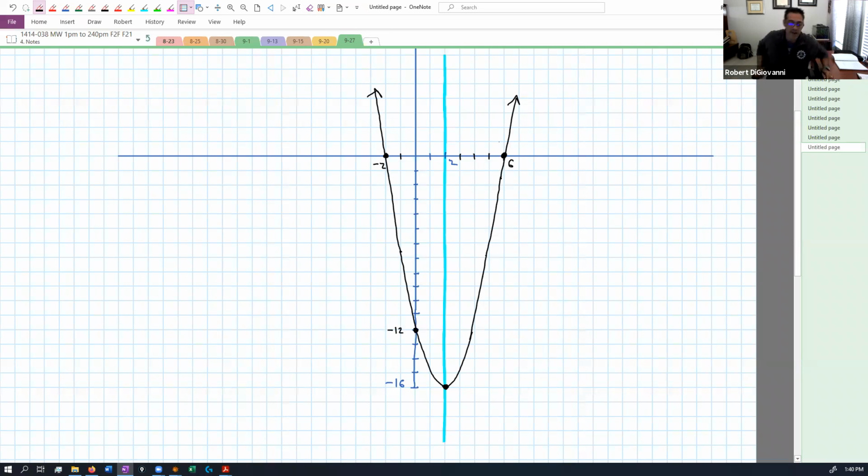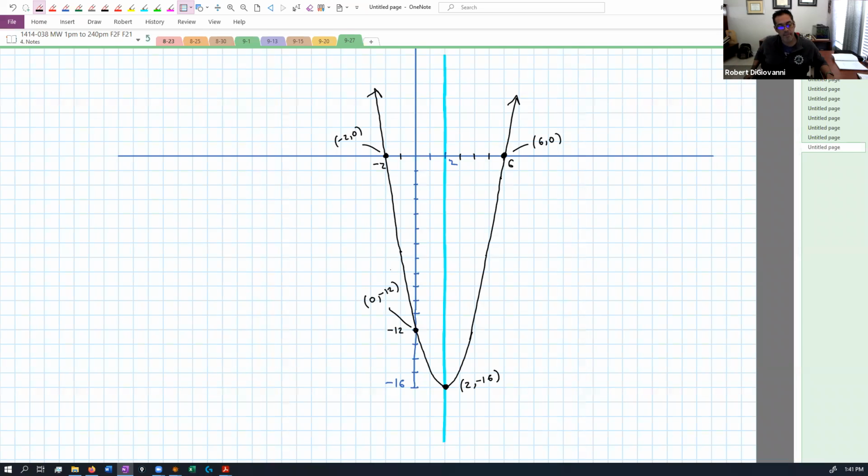But what I will say is that it's important that you label things so that it's easy for me to see where your vertex is. So I can see that the vertex is at 2, -16. If you want, you can label it. That would be even better. You could label all your points: 6, 0, label this point -2, 0, and even label the y-intercept 0, -12. And then I have basically everything I need. That right there is what I'm looking for.